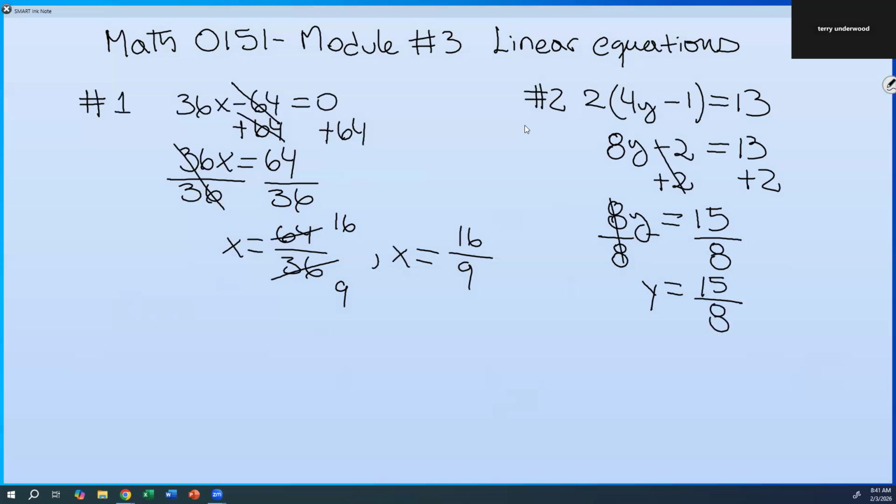And again, there is no number that can divide evenly 15 and 8. That will be my final answer. Let's keep doing more examples. Want to be sure you have plenty of examples.